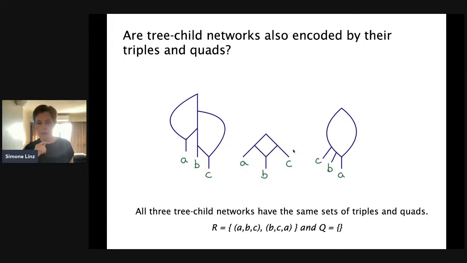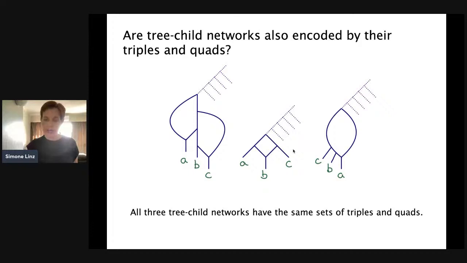And again, you probably ask me, but this is so small, right? What happens if we actually have networks that contain at least one quad? But unfortunately, we can do the same trick. We add a caterpillar type structure above the root of all three networks, and they then still display the same set of triplets and quads. So normal is unfortunately as good as we can go. Triplets and quads do not encode tree-child networks.